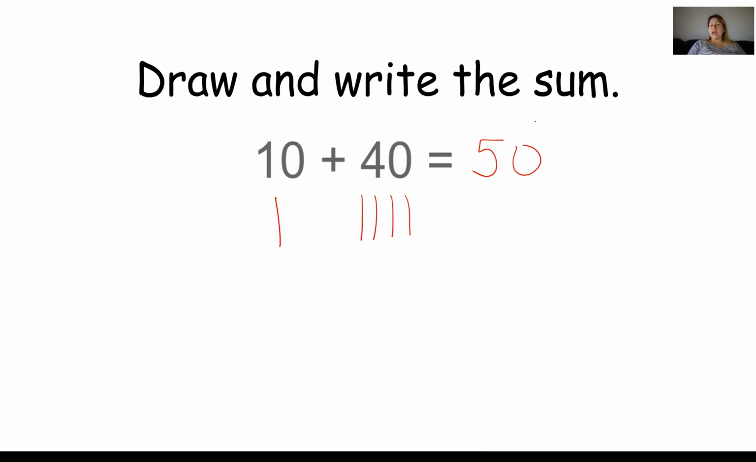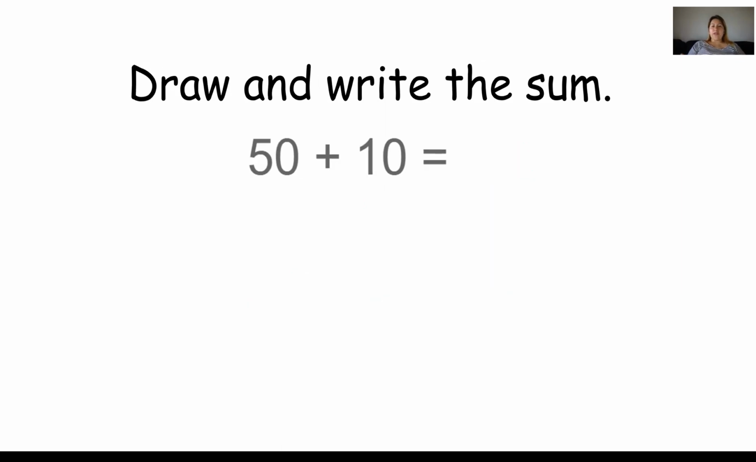Okay, so if I had a number line counting by tens, I'm going to start with my greater number, which is 40, and we're just going to go one more because remember we're counting by tens, and that would be 50. My answer would be 50. Okay, so the same thing here, counting by tens, 40, 10, 20, 30, 40, 50, because after 40 we have one more. All right, draw and write the sum.